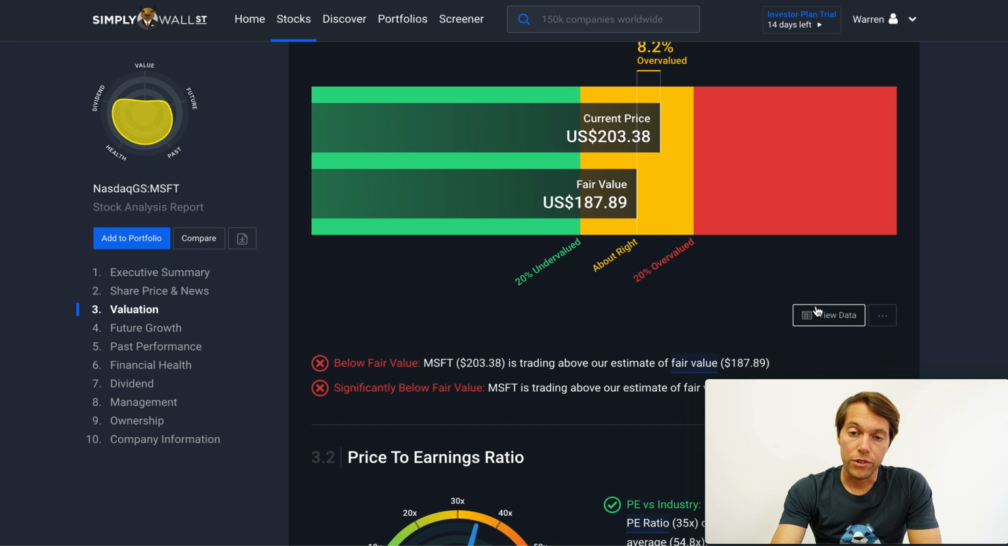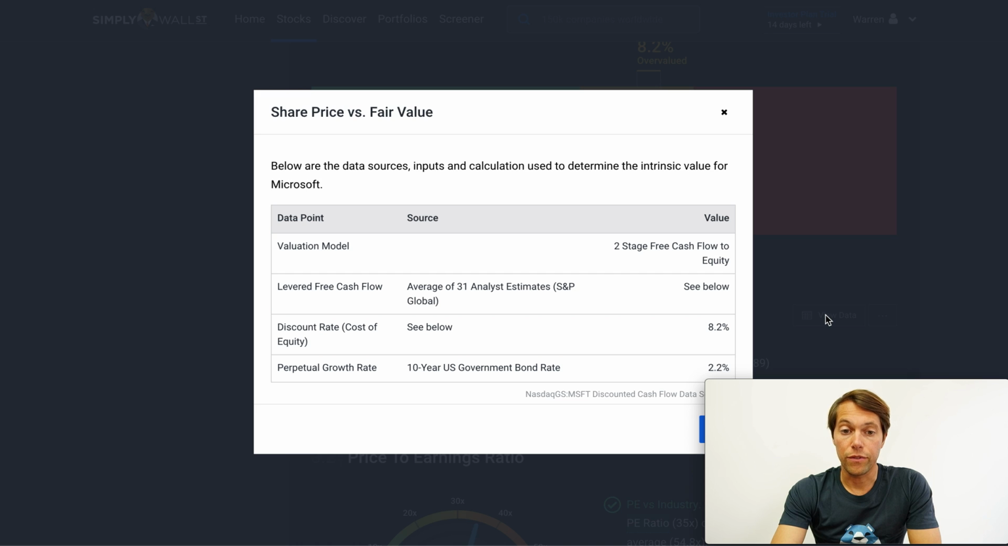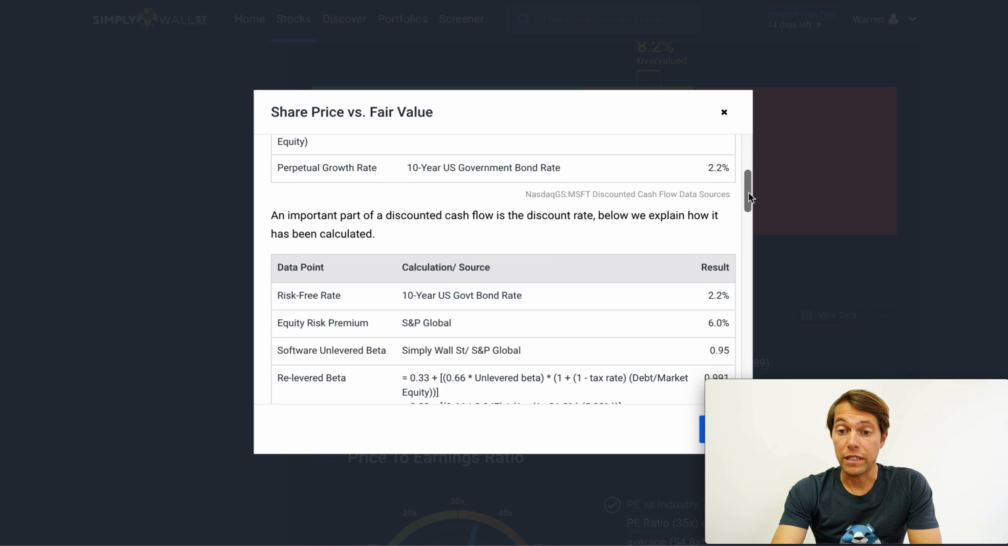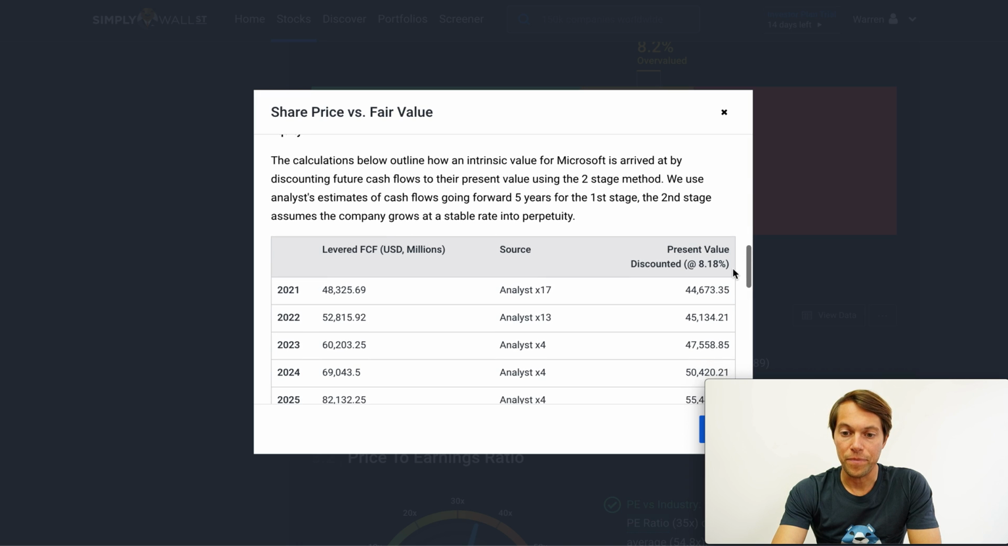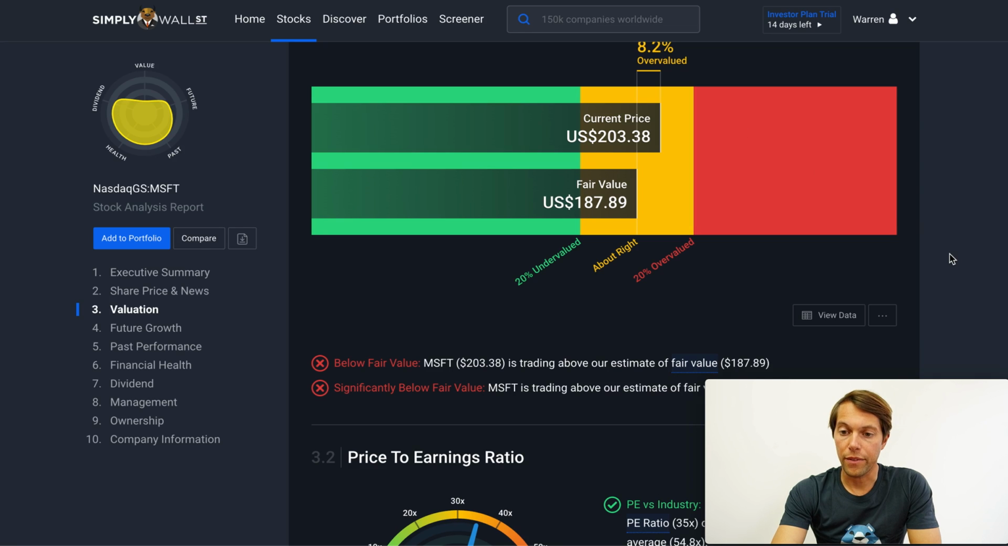Again, if you want to see the calculations behind this and how that number's been calculated, you can just click on View Data. This is something called a discounted cash flow. I'm not going to have time to go through that calculation in detail now, but we have a lot of information if you'd like to learn more about that. And so this fair value should be considered an intrinsic valuation based on cash flows.